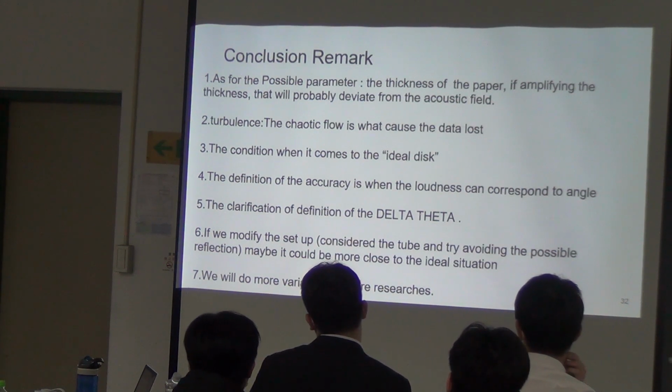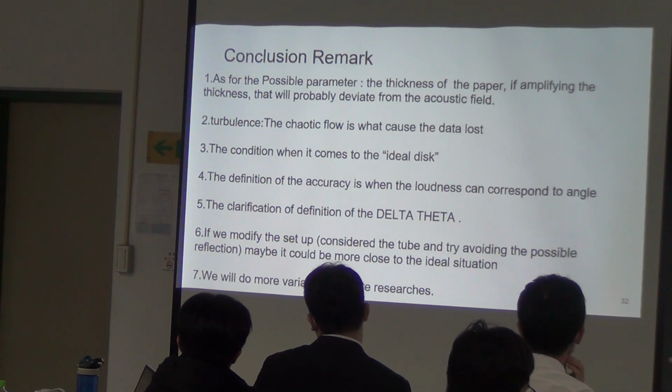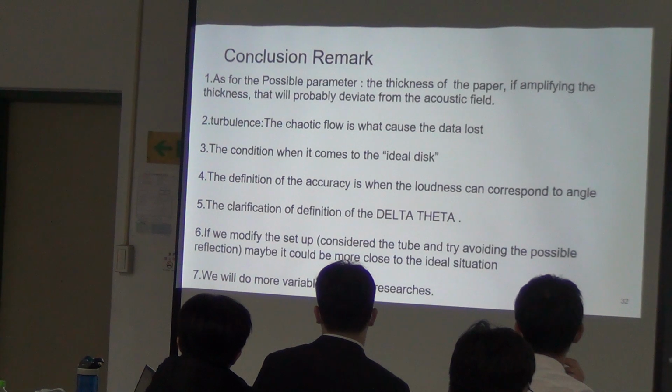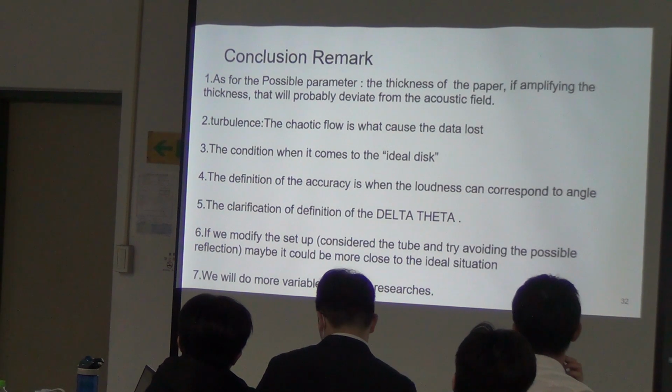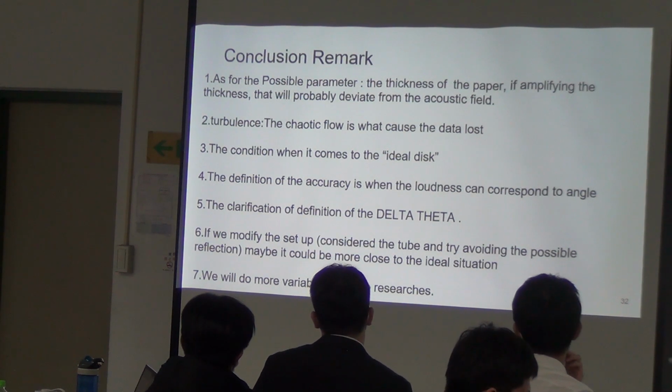And the condition when it comes to the ideal disk. The definition of the accuracy is when the loudness can correspond to an angle, and the qualification of the definition of the delta theta. And if we modify the setup and consider the tube and try avoiding a possible reflection, maybe it could be closer to the ideal situation. And we will do more variables in future research.